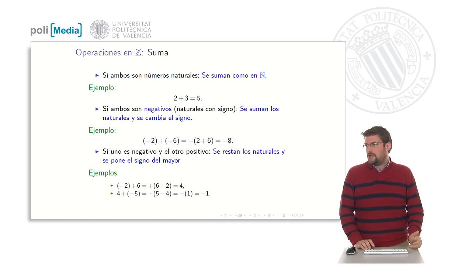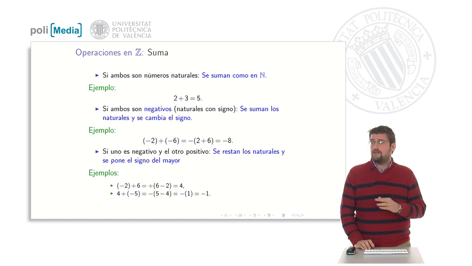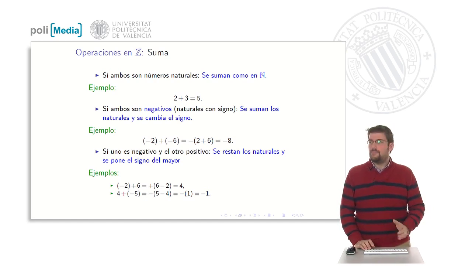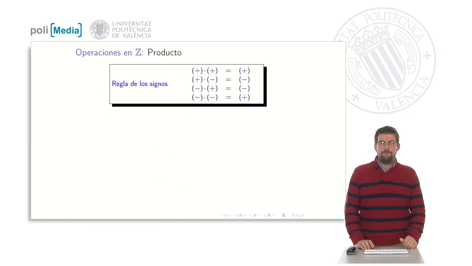Another example, 4 plus minus 5. We subtract 4 from 5, which gives us 1. The sign of the larger number, in this case, is minus 5, negative. So, it's minus 1, resulting in a negative value.